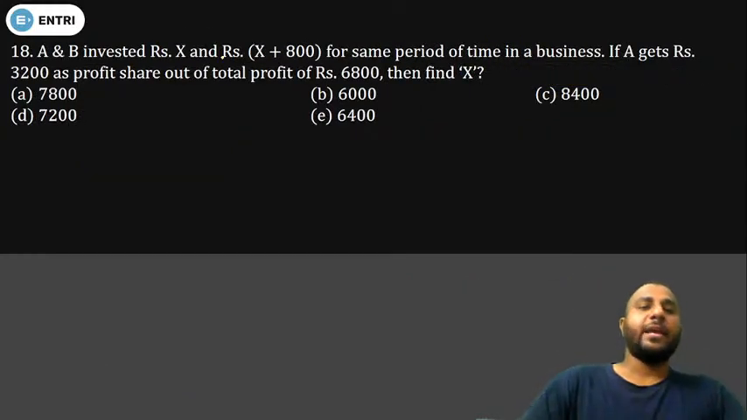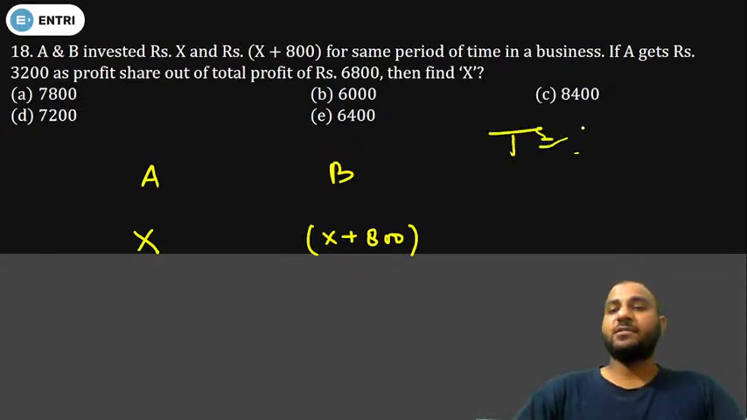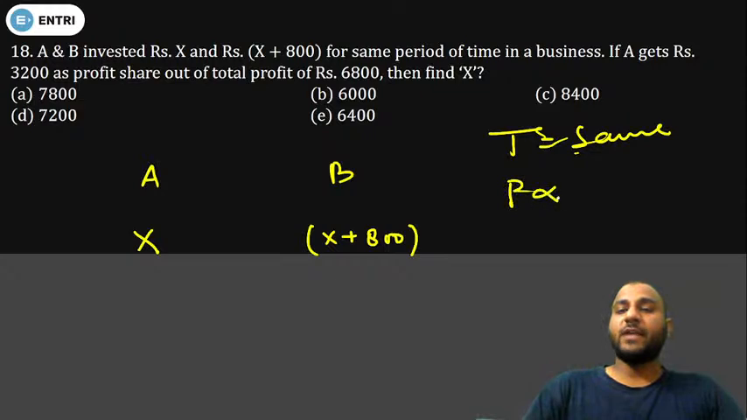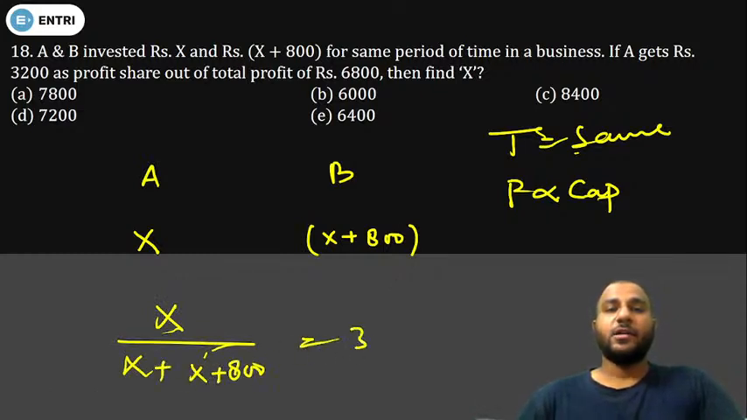Next, A and B invested rupees X and X plus 800 for the same period of time in a business. If A gets rupees 3200 as profit, so if the time is same, that means profit has to be proportional to capital. Which means A is getting 3200 out of the total profit, so X upon X plus 800 equals 3200 upon 6800.